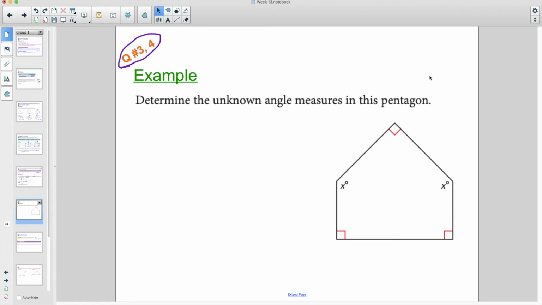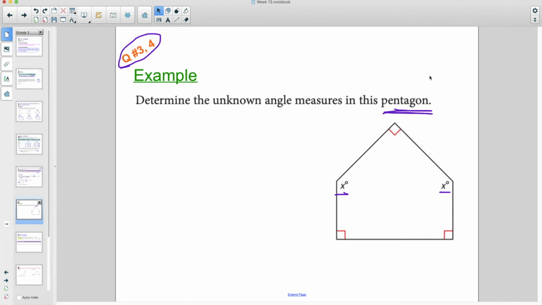All right, so determine the unknown angle measures in this pentagon. So notice we have our image there. We know this is a pentagon. There are 5 vertices. We also have some right angles in there, right? 3 of them. And we have 2 other interior angles. Those are both the measure x. So that's the goal. We need to find out what x is. Those are our unknown measures, right? Because we know the other 3 are 90 degrees.